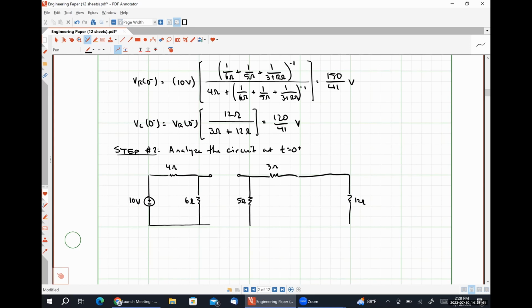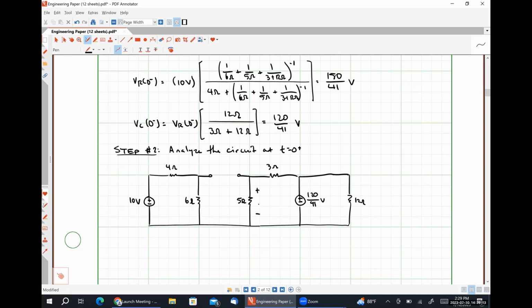And we're going to do what we did on Thursday. We're going to replace our capacitor at t is equal to 0 plus with a voltage source, where this voltage source is going to have the same polarity as VC at 0 minus. So that was defined as positive on top, negative on bottom, and it will have the same value as well, which is 120 over 41 volts.